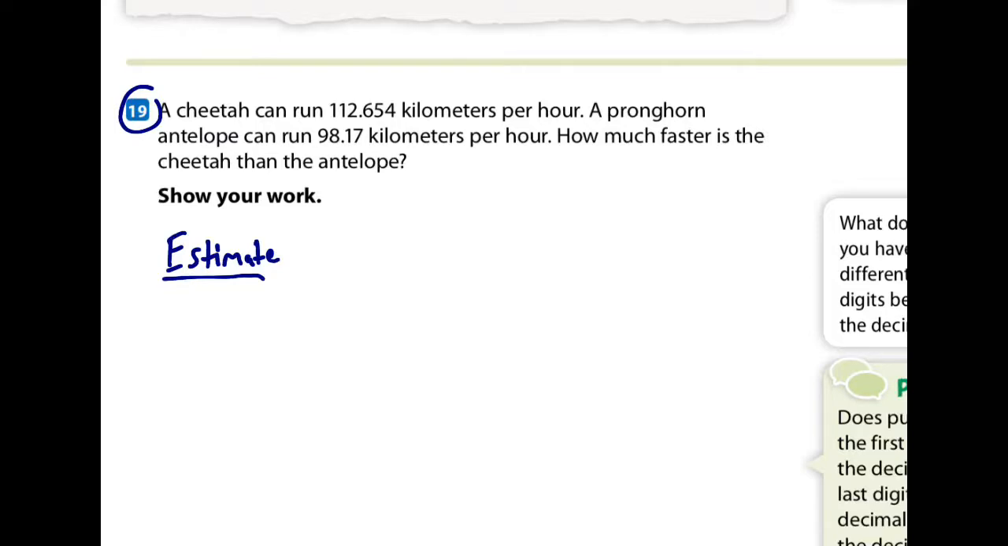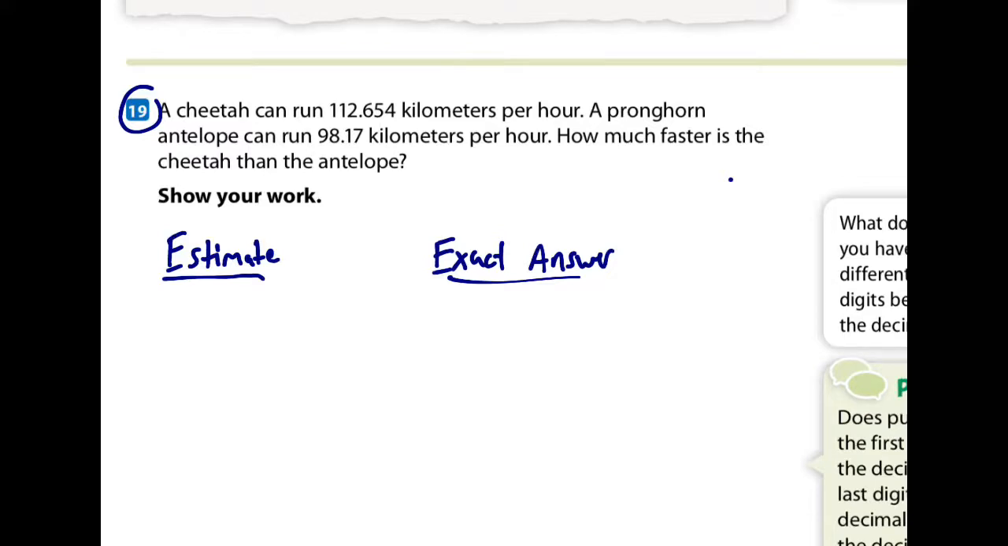So your estimate you could write there, and your exact answer, you can do that work there. So pause the video, do number 19. As soon as you're done, restart it. Go. All right, so let's see how you did.